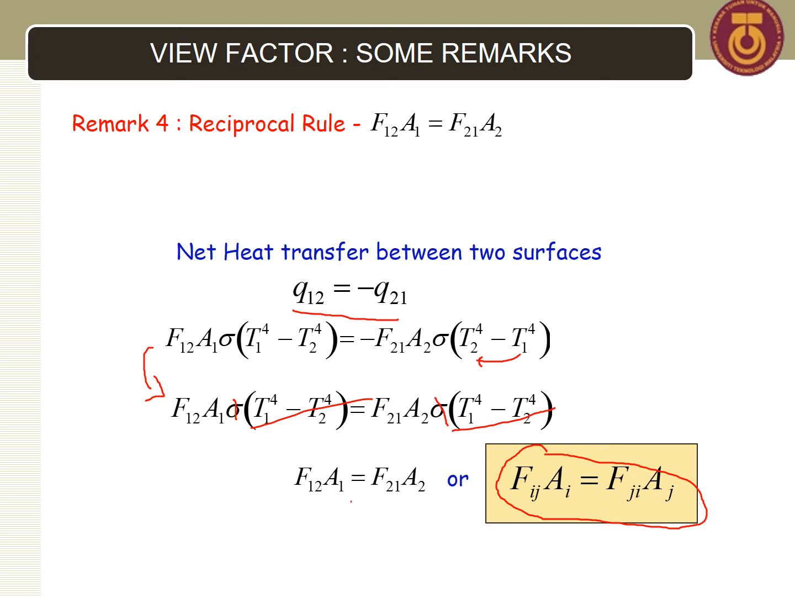And if A1 equals A2, then what we can tell is F12 will be equal to F21. So this is a very useful rule which enables us to determine view factor.